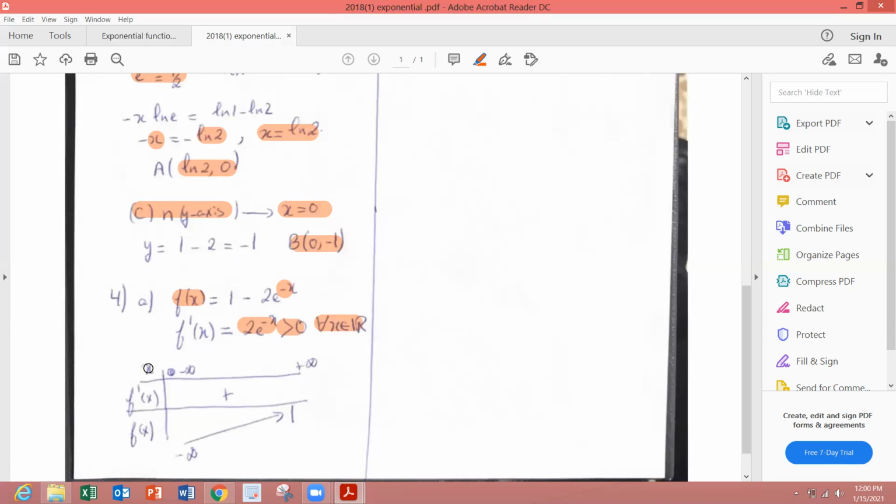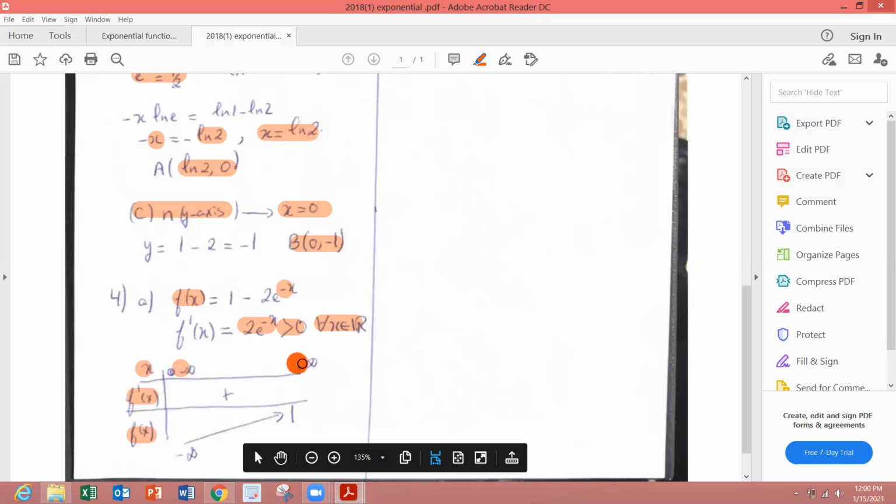Now the table of variations: x, f prime x, f(x), from minus infinity to plus infinity, the domain. It is always positive, so f is increasing. At minus infinity, we get minus infinity. At plus infinity, we get 1.